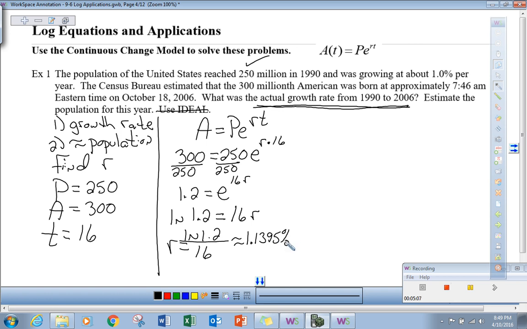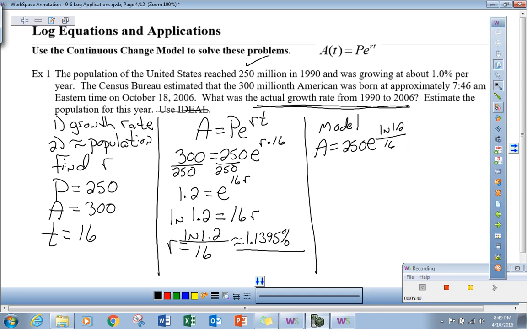So there's my growth rate. Here in a second, I'll ask you to write a sentence saying that. We'll say that the annual growth rate was approximately 1.1395%. Well, let me come over here now. Here's our model then. Our model is going to be the amount at any time I'd like to talk about is 250 million e to the, keep the r value in there, natural log of 1.2 over 16.